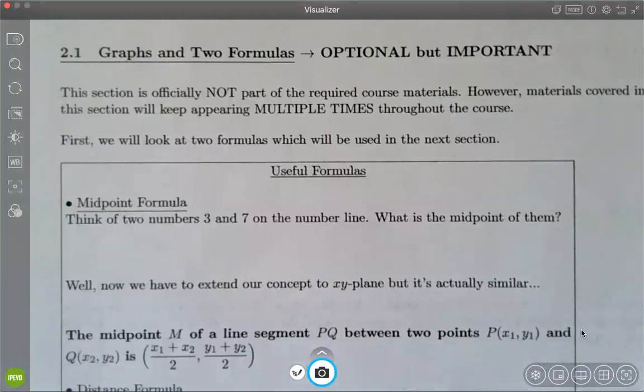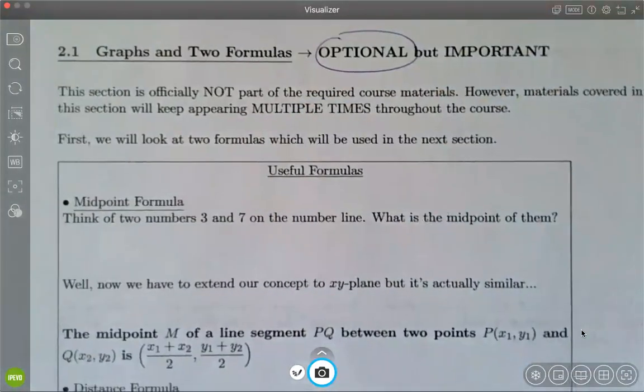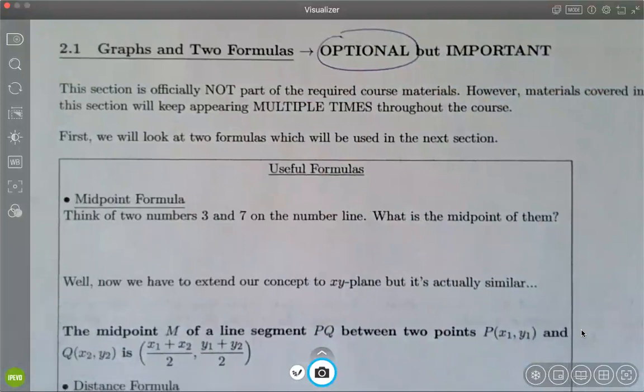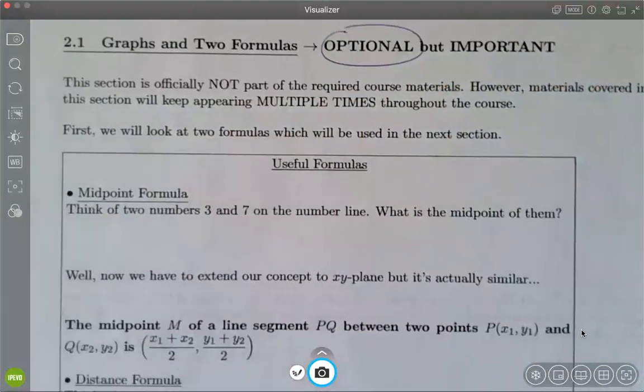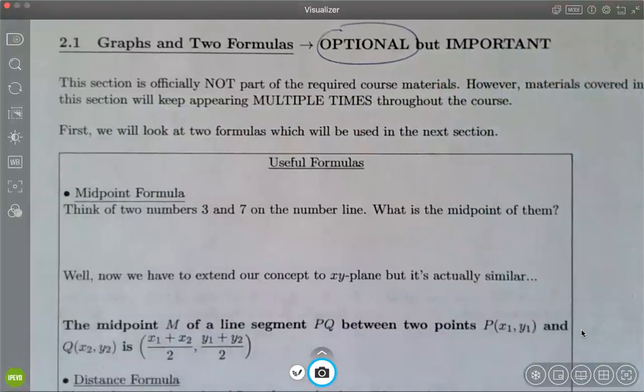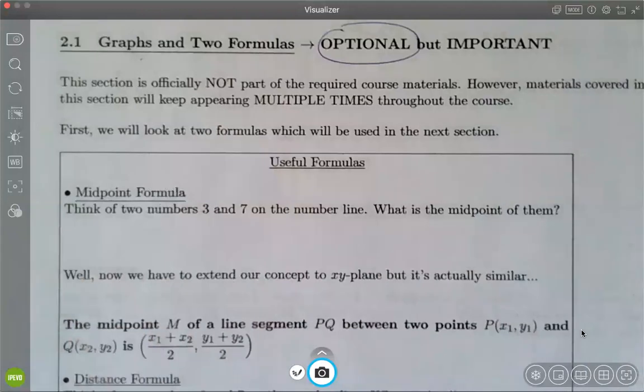Now, this section is optional. Okay, so optional means it won't be covered on any exams. However, we still have to cover this because the graphs that will appear in this section will be covered multiple times throughout this course. And also the two formulas, which are right here in this box, will be covered in the next section 2.2. So just keep in mind that this section 2.1 is not part of any exams. But still, it's important for you to understand the future materials.